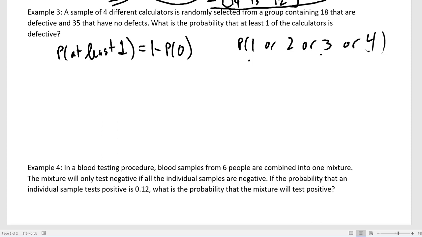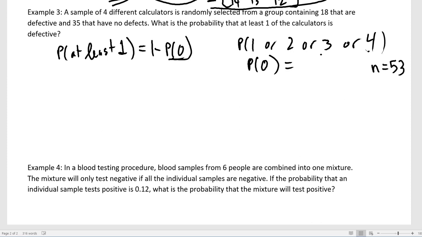Can we figure that out? Well, we don't know the probability of all of them working, right? You have to figure them out. So what is the probability of 0 defective calculators? None. Okay? That means that, first of all, how many calculators are there? There are 18 and 35, that's 53 calculators.